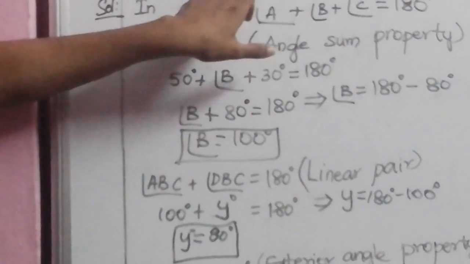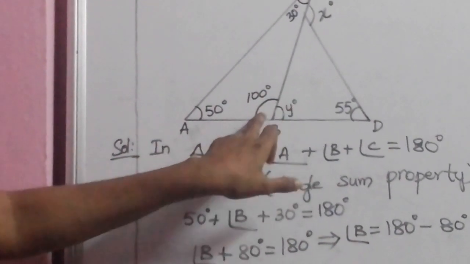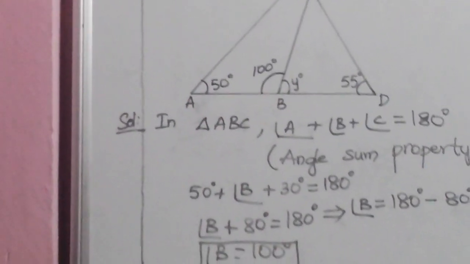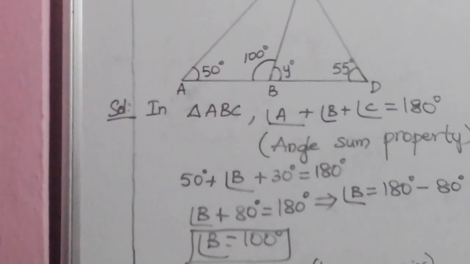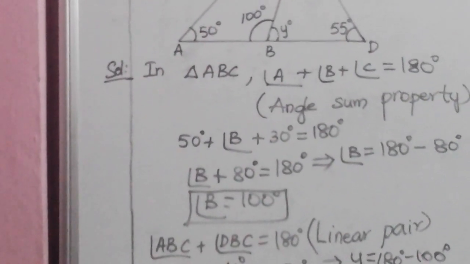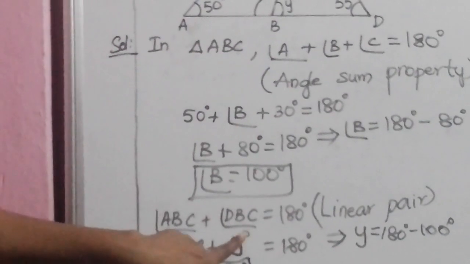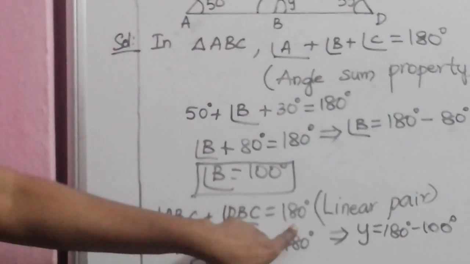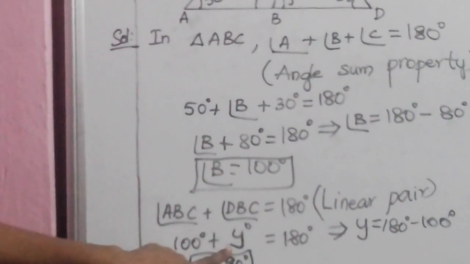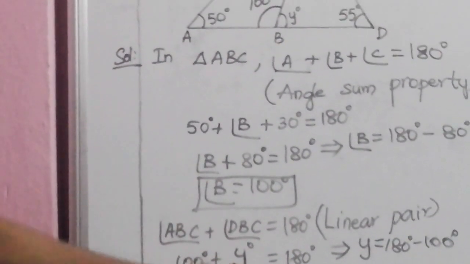Now, we got this value. Now, we should try to find out the value of y. How can you find out? Using the linear pair property. Linear pair is equal to 180 degrees. This you have learnt already in the previous chapter. So, we are substituting. Taking the angles, sum of them is equal to 180 degrees. So, 100 degrees plus this angle, which is nothing but y degrees, is equal to 180 degrees.